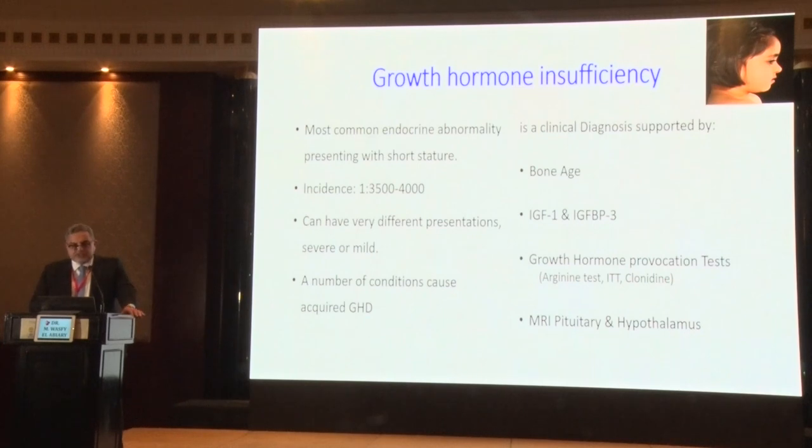It's a clinical diagnosis supported by bone age, IGF-1, IGF-BP3, and growth hormone provocation tests, namely the ITT, insulin tolerance test, which was the most common back in the 70s, 80s, 90s. Now it is almost not done because of the danger of complications, and there have been reports of even death using it. The arginine test is very popular now, and clonidine is also used. The MRI of the pituitary and hypothalamus is also very useful.